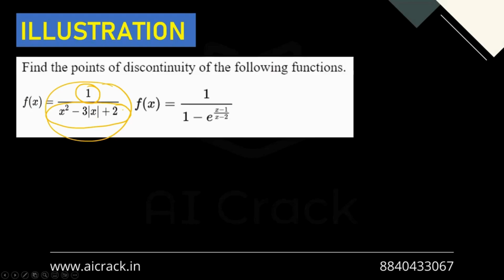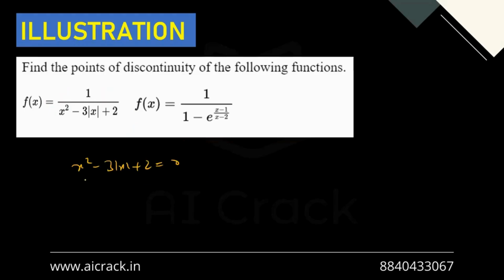Now, the main concept is the same. When the denominator is becoming 0, this entire function won't be defined. That's why we have to find those points where the denominator is becoming 0, and those are the points of this function being discontinuous. Okay, so x square minus 3 mod x plus 2 equals 0. We have to find out these points.